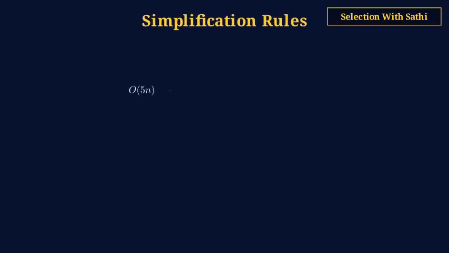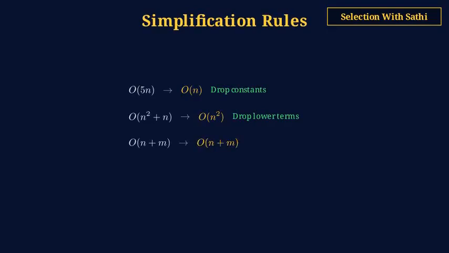Now let's learn 4 simplification rules that make big O analysis much easier. Rule 1. Drop constants. O of 5n is the same as O of n. Constants don't affect the growth rate. Rule 2. Drop lower order terms. O of n squared plus n simplifies to O of n squared, because for large n, the n squared term dominates.